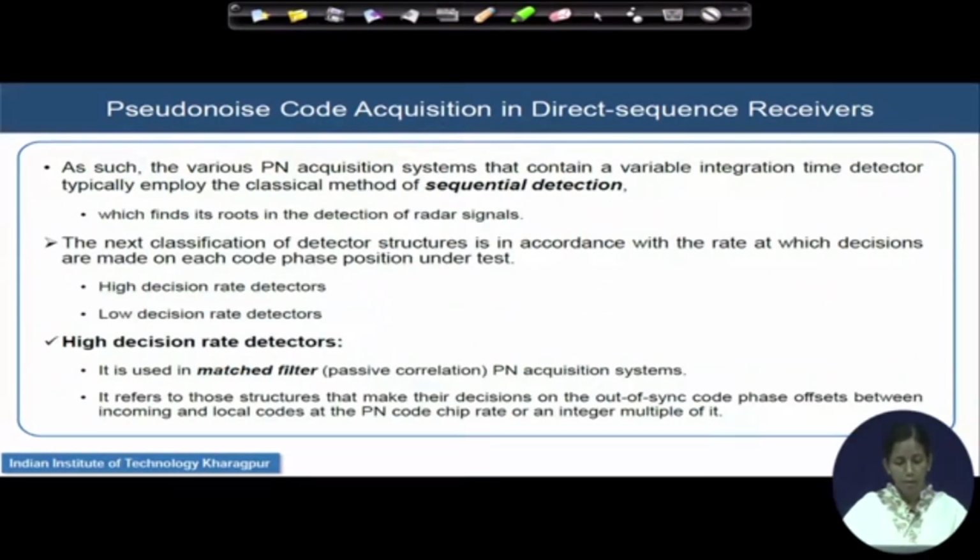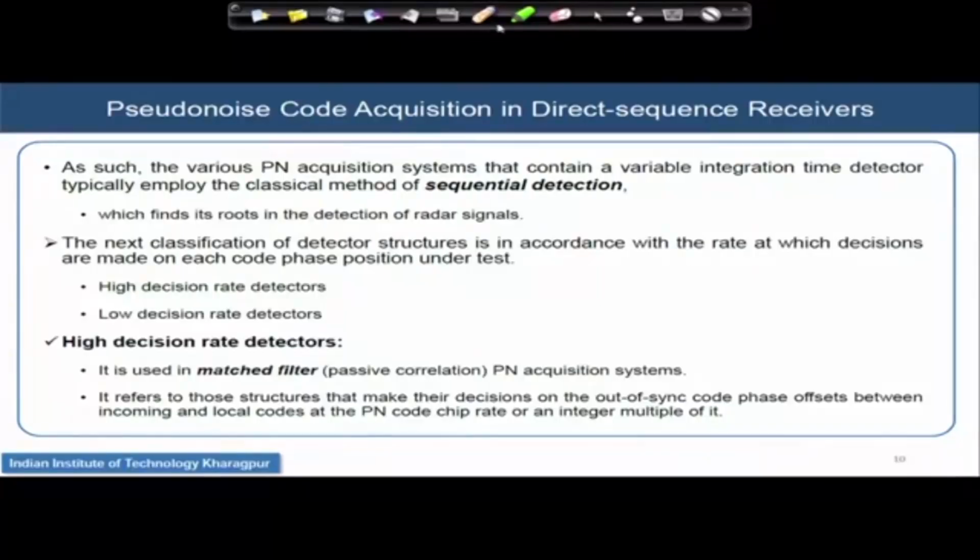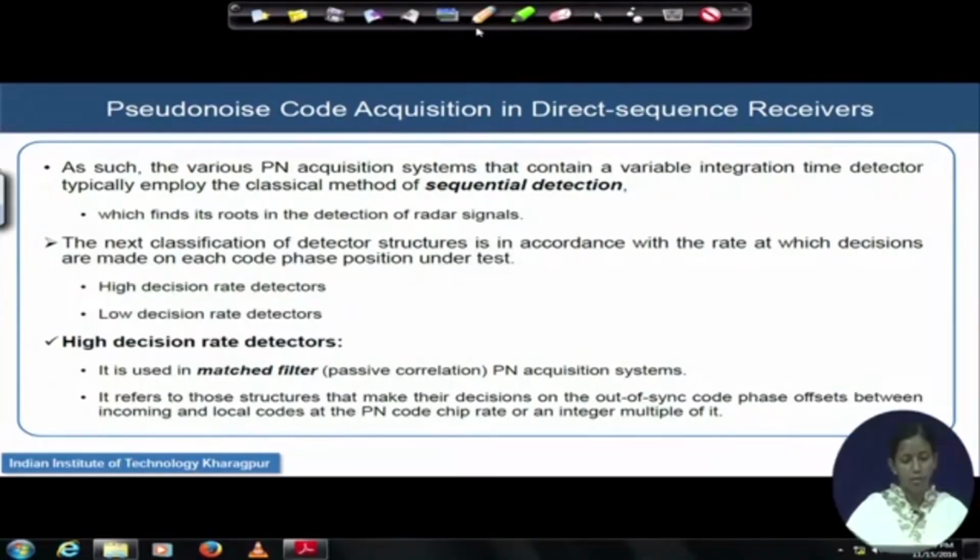And the next classification of the detector from here onwards depends upon how fast you are acquiring the code, and that means how fast your detectors are running. The rate of the decision is the important part to know. So, based on the rate achieved, we get two different categories. One is the high decision rate detectors, another is the low decision rate detectors.